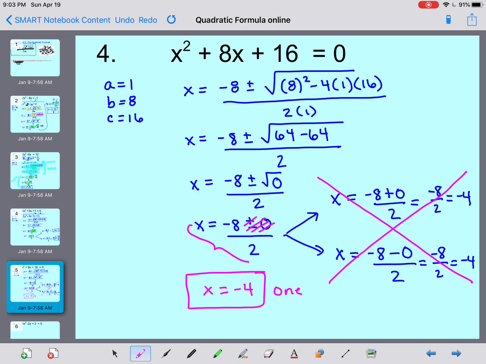So this problem only has one solution. That can happen, right? We typically get two solutions for quadratics, but here's an example where we only get one solution because it's the same answer two times. We don't say it twice.